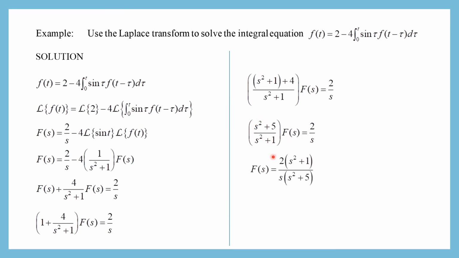Okay, so on the right side, we get 2 over s multiplied by the reciprocal of this rational function. So f of s is equal to 2 times (s squared plus 1) divided by s times (s squared plus 5). To get f of t, remember f of t is the unknown function. This is what our aim is, to know what f of t is. We can get it by finding the inverse of the function f of s. Okay, so the inverse of 2 times (s squared plus 1) divided by s times (s squared plus 5).